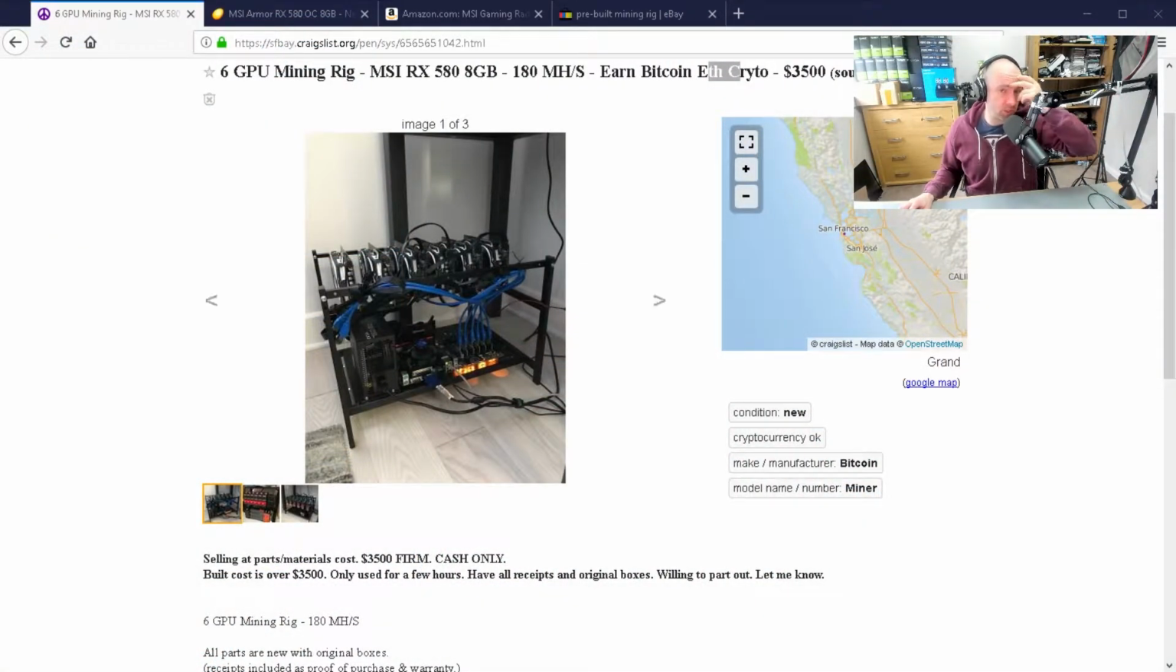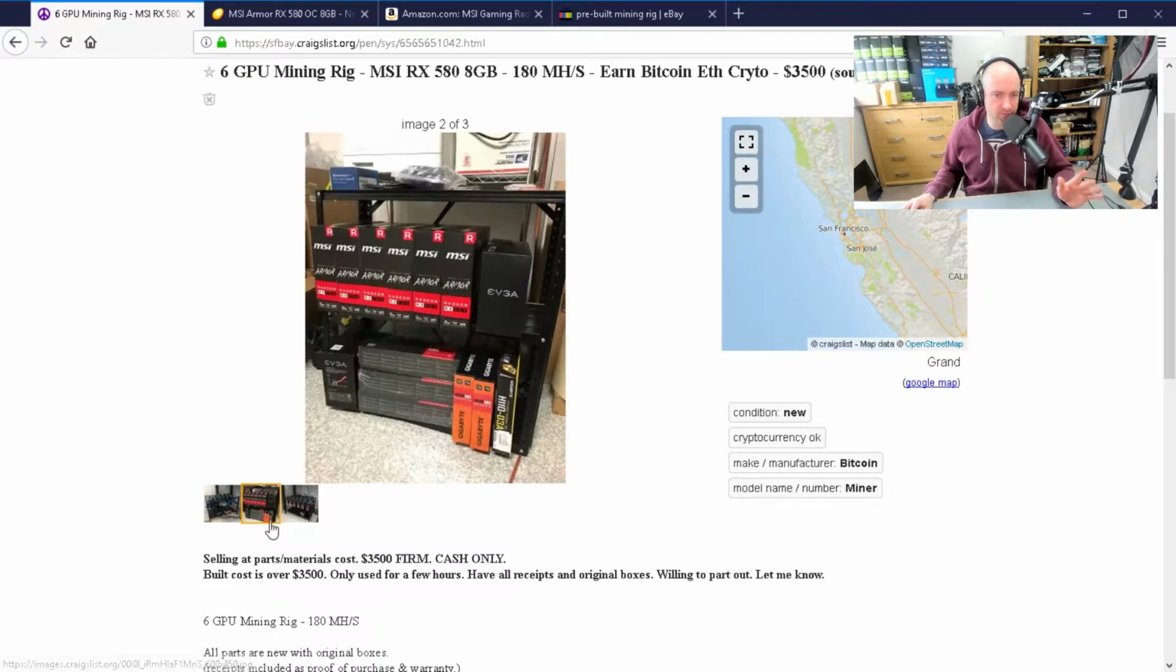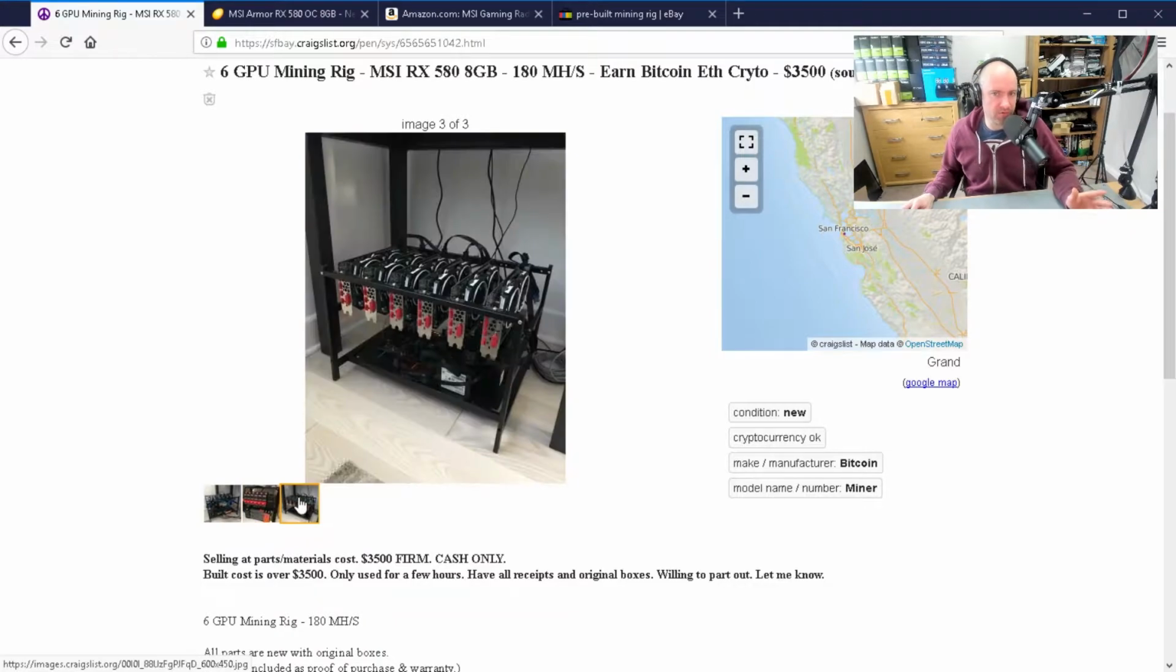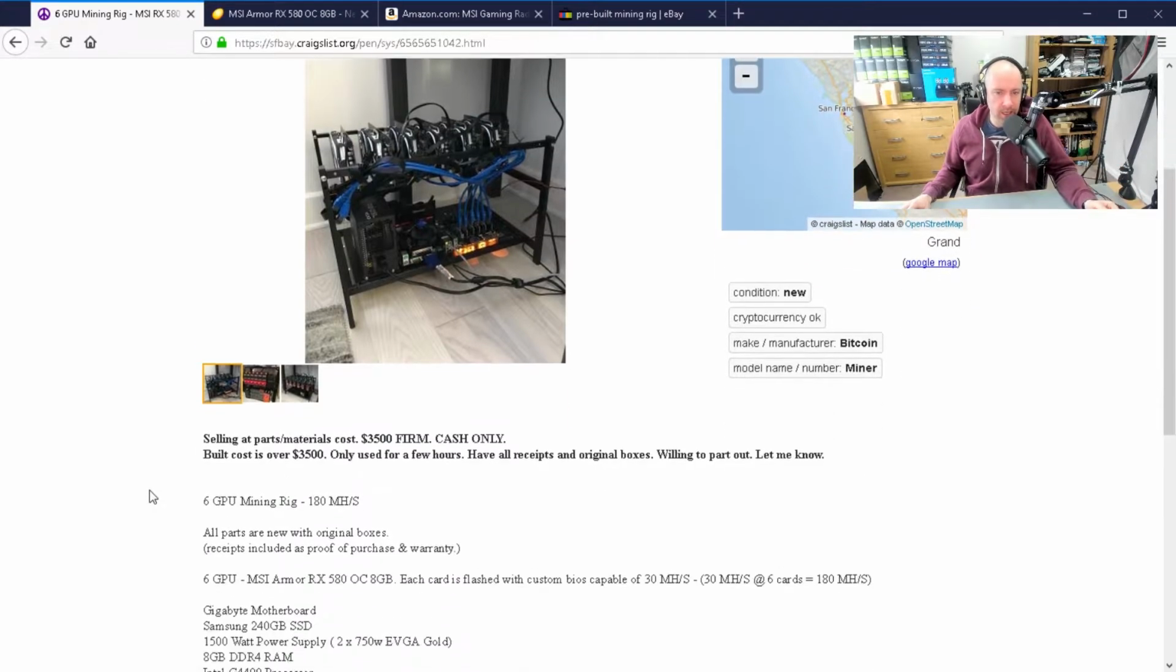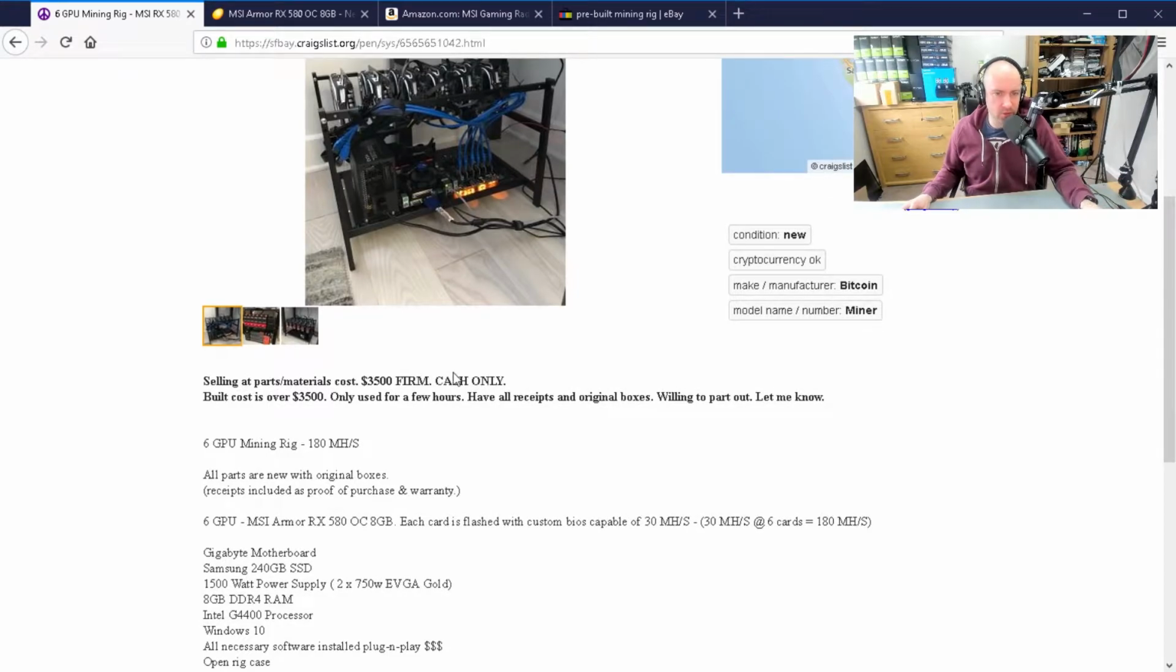You see a lot of people selling things on eBay and all that, and they'll say that these cards have hardly been used and are just out the box. That's not the case. If someone built this a few months ago, it's been running 24 hours a day, and you would expect it to be. That wouldn't put me off buying it, because a pre-built mining rig should be mining. So he says that it's $3,500 firm, cash only.